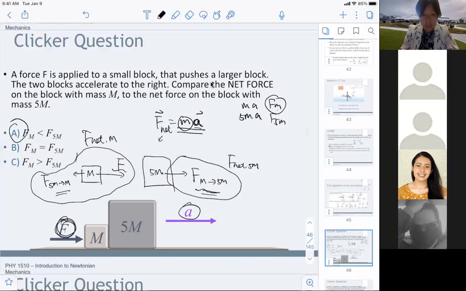You can even go back to find out, okay, how strong is this 5m pushing back on m? How strong is this little m pushing on 5m? You can apply second law on individual objects to find that out. But at this point, we don't care about that. So, any questions? Have we sorted out our inconsistencies in our reasoning?